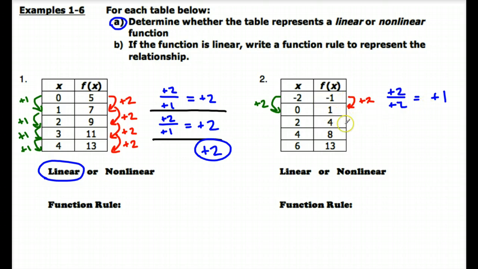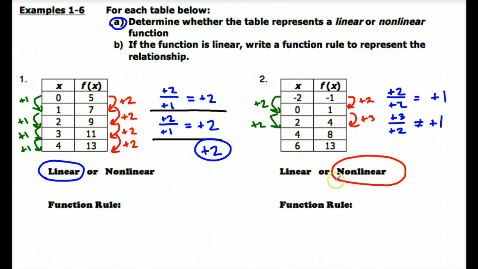Now I'm going from 1 to 4, so that's a change of 3. And then for my x values, I'm going from 0 to 2. That's a change of 2. That right there should tell you that something is off, because up here, when we went up 2 for y, we also went up 2 for x. This time we're going up 3 for y, up 2 for x. 3 divided by 2 is not equal to the 1 that we got up here, so that means this is a non-constant rate of change, and therefore we have a non-linear function on our hands.